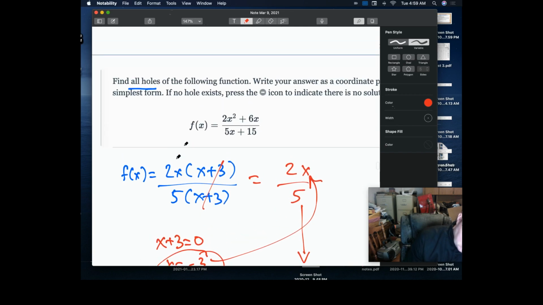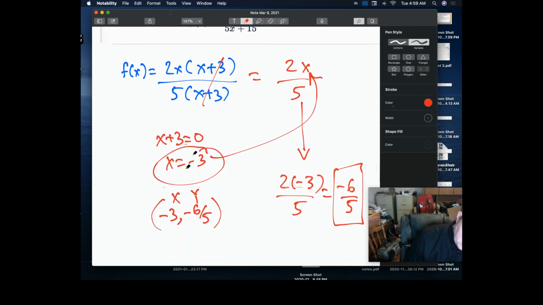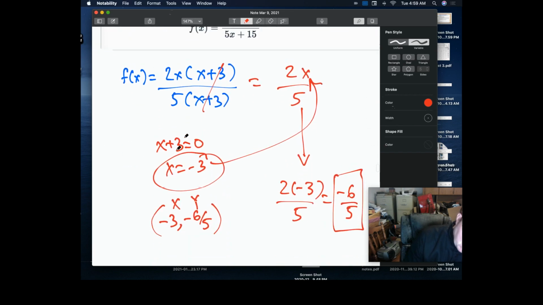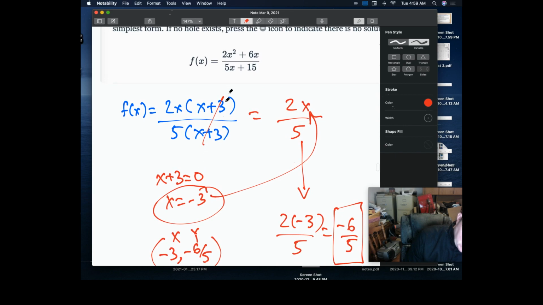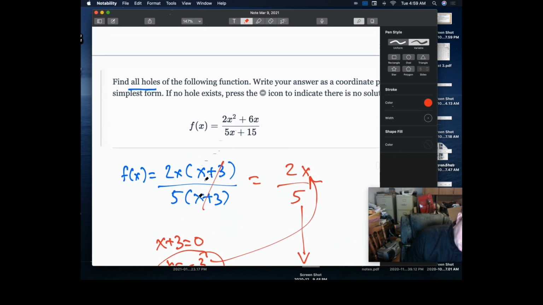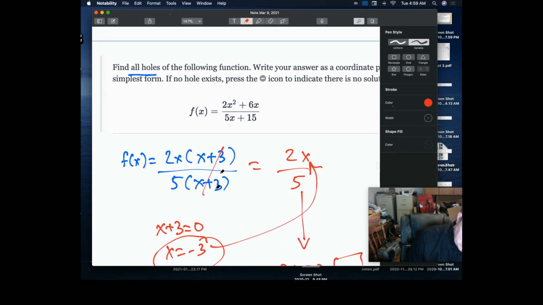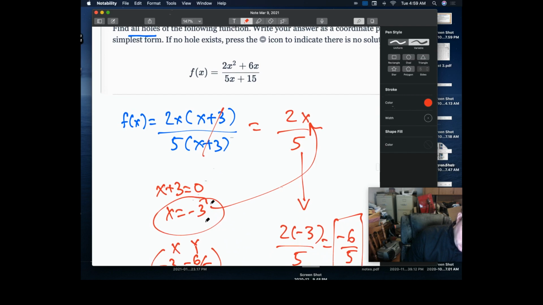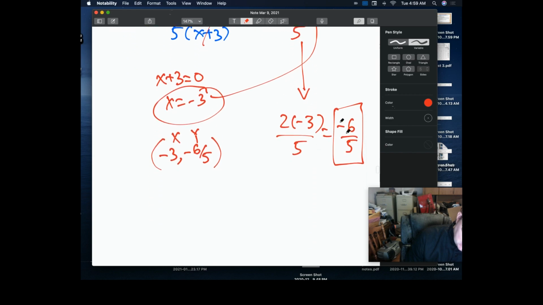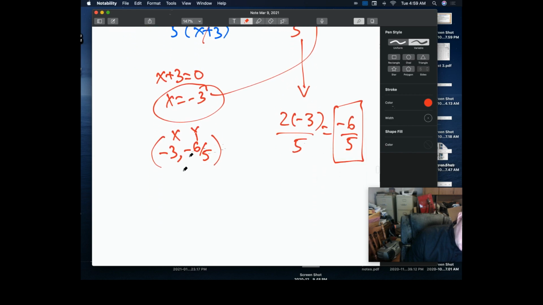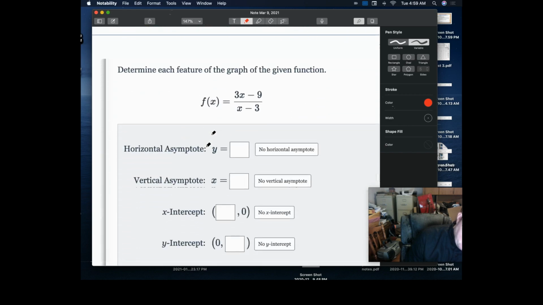Okay. All right, and there's our hole. So again, let's stress the process. What did I do? You factored anything that divides out. That's the hole. You set that equal to 0 and solve that. Take what's left over, substitute it back in, solve through. You'll get the y value. Okay.